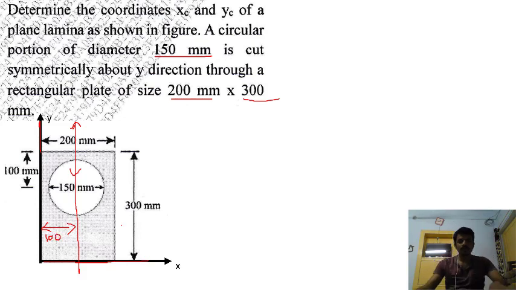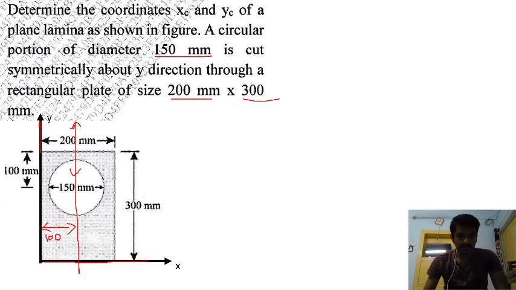Solving this is a very easy numerical. So I will suggest you to pause this video here, solve this numerical on your own, and then by playing the video again, check whether your answer is correct or not. Now the next step is we can divide this figure into two standard geometrical figures. One will be this rectangle 200 by 300 and another will be the circle.